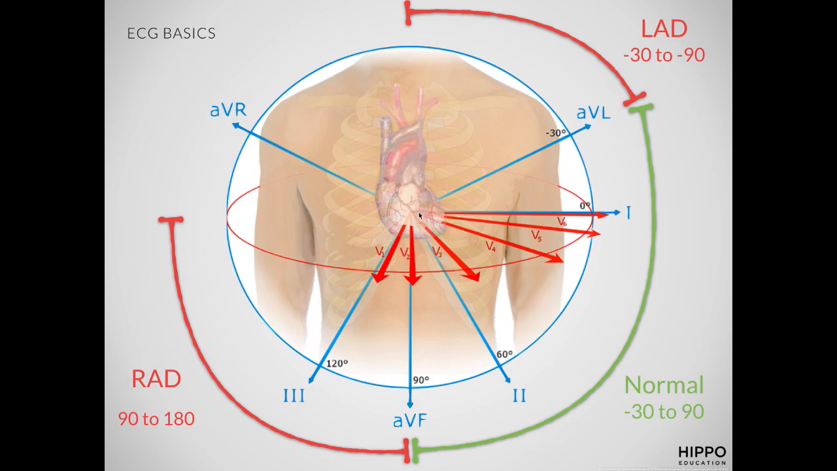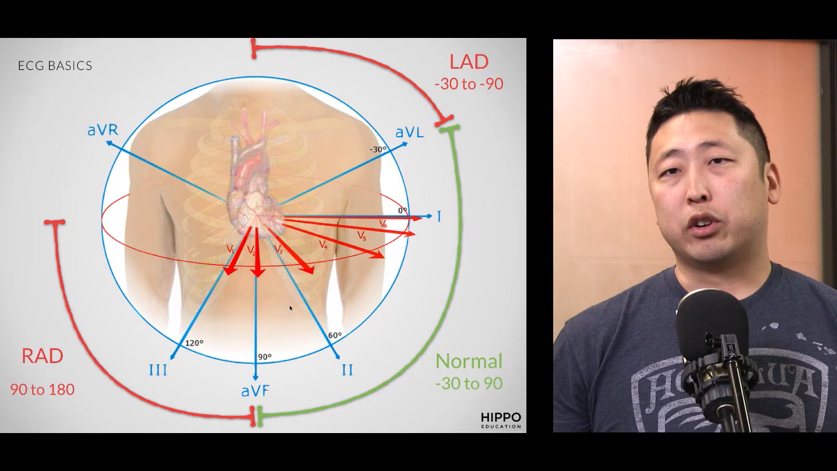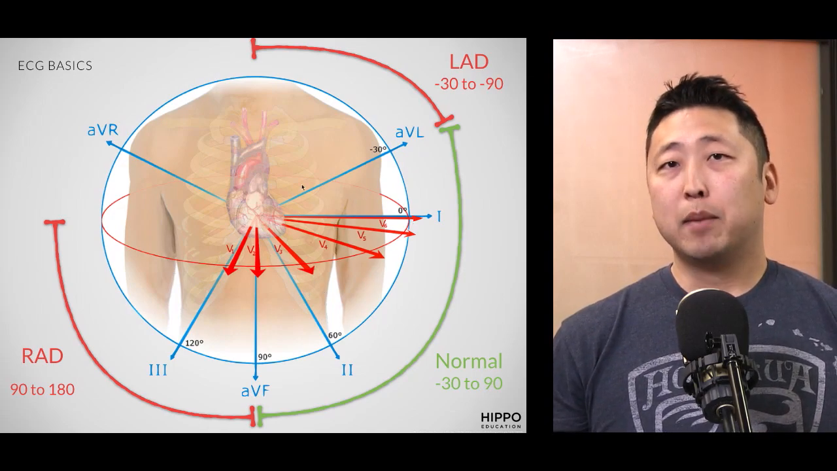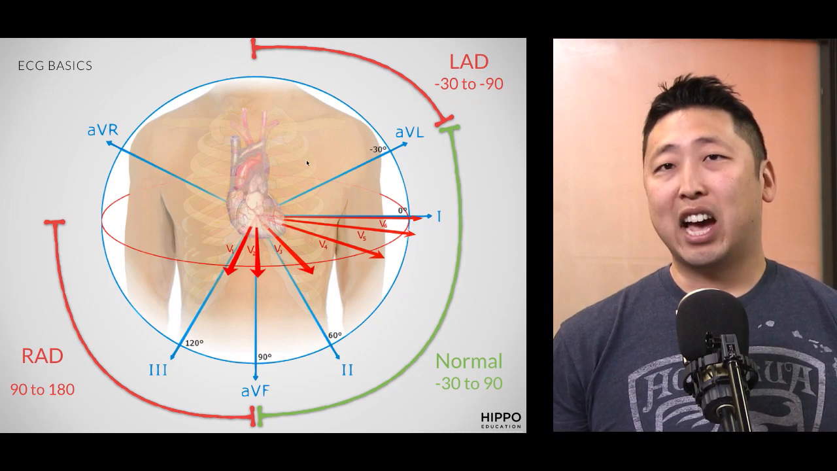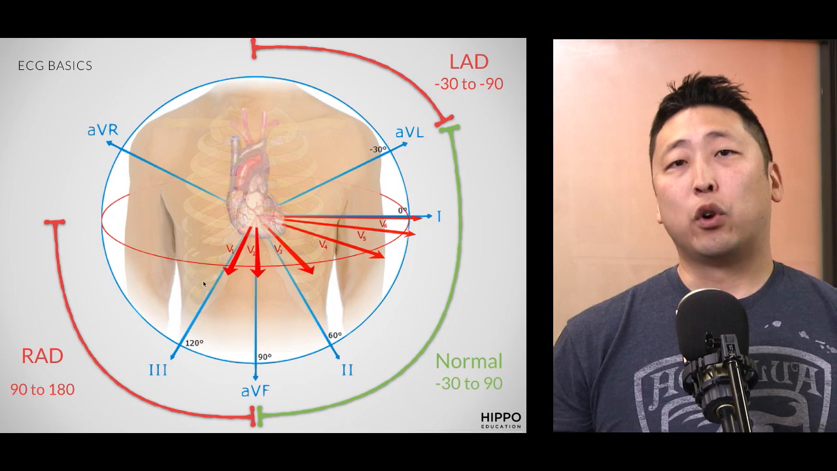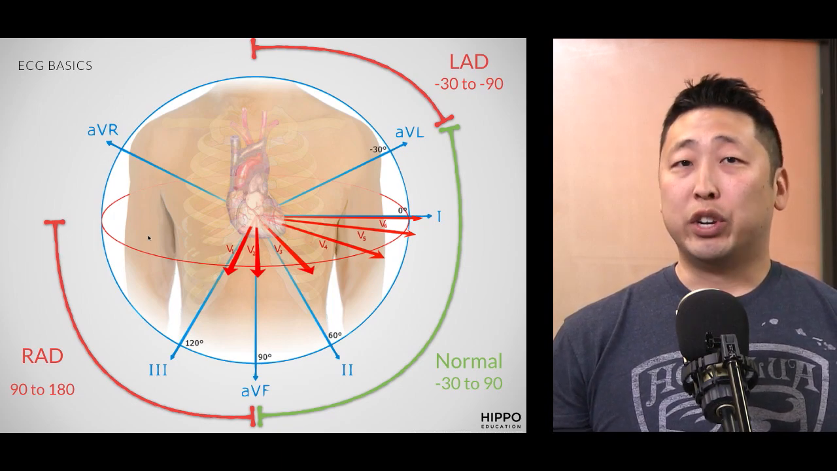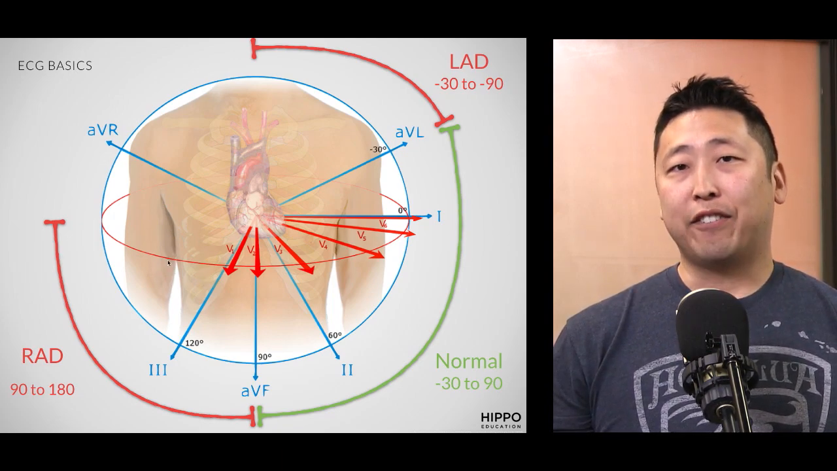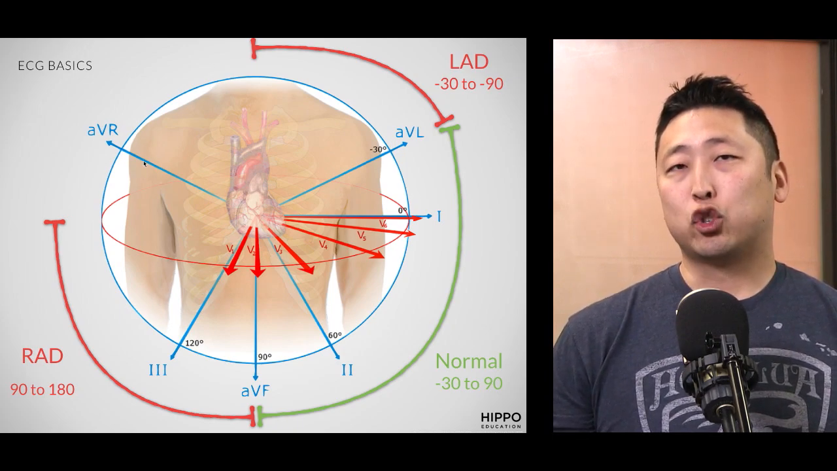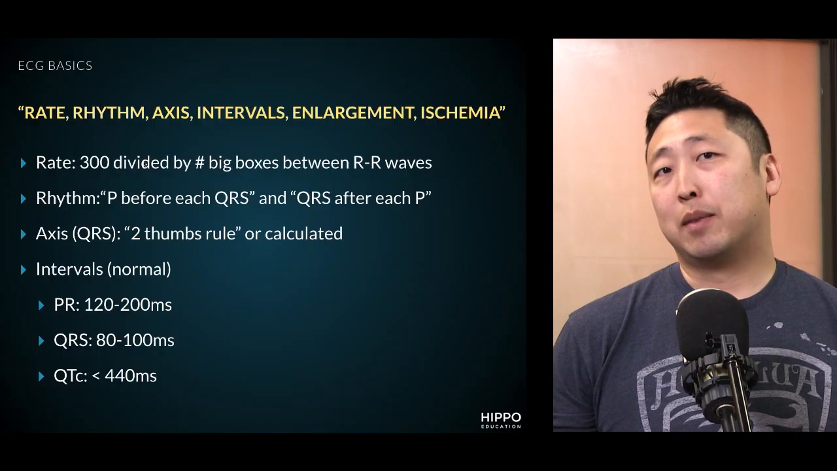So if you're positive vector, if you're up in 1 and you're up in F, you're in this quadrant, which is a normal axis quadrant. Again, if you're up in 1 but down or negative in F, now you're in the left axis deviation quadrant. And then if you're down in 1, so negative in 1, but up in F, that's a right axis deviation. And both negative is going to be in this, again, extreme axis. So that's the two thumbs rule.